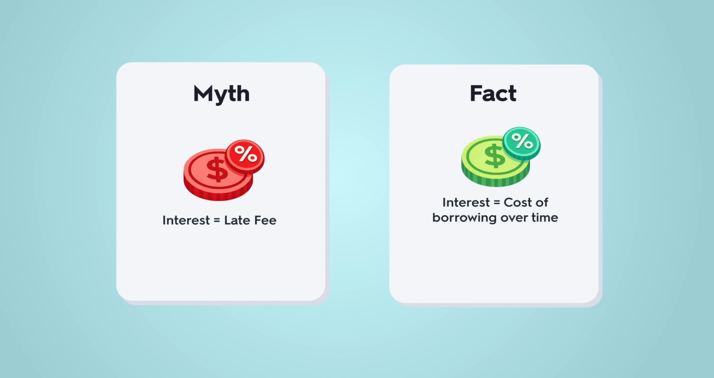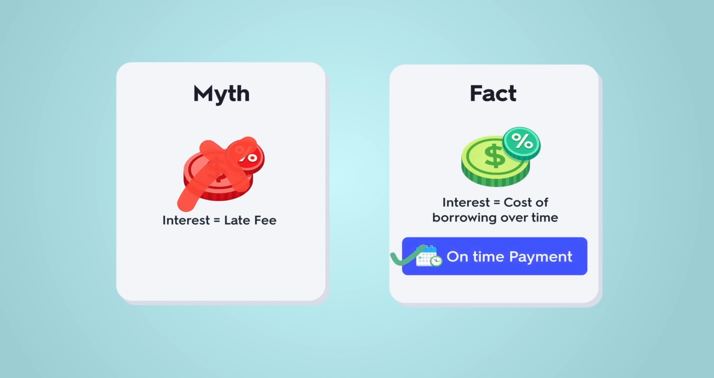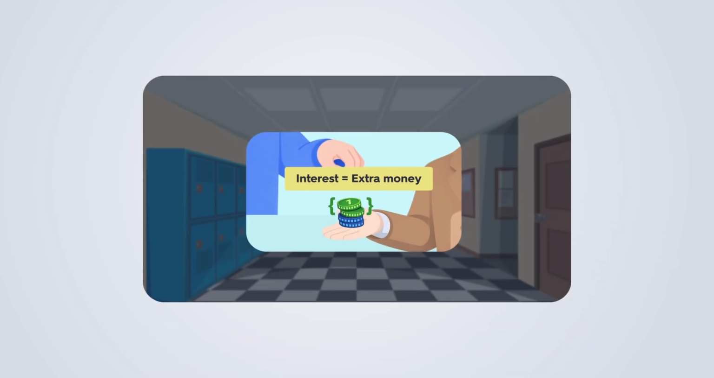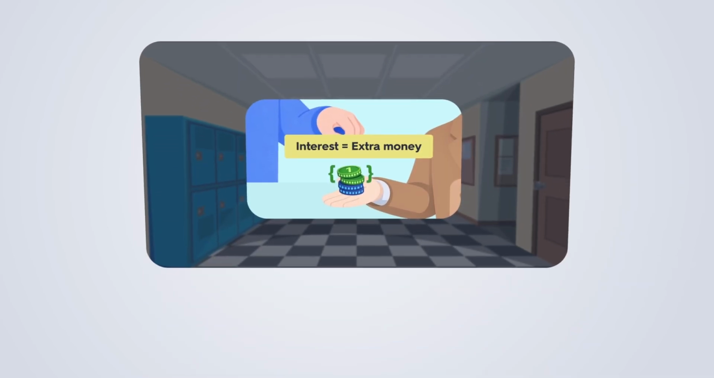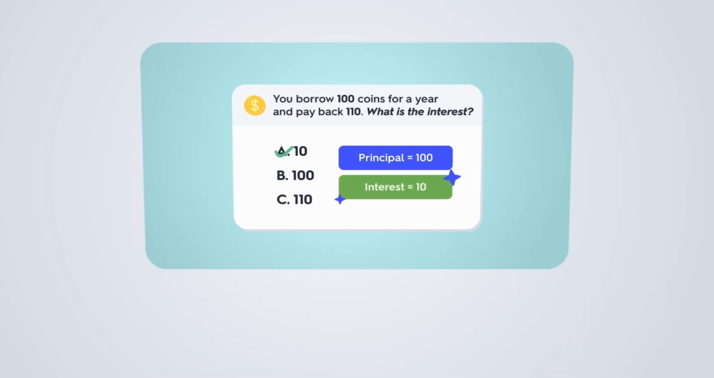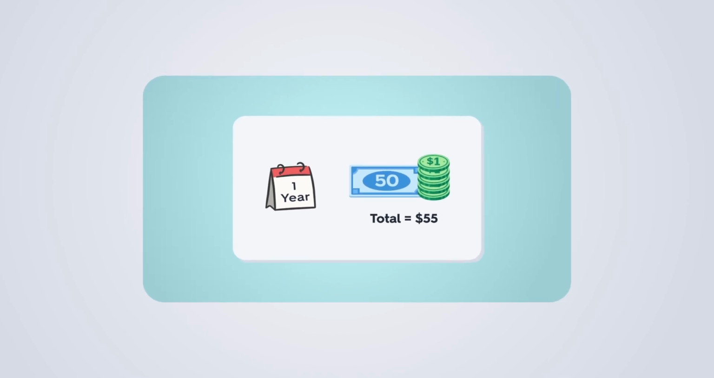Before we move on, here's a common confusion. Interest isn't a punishment for being late. It's the agreed extra cost for using money over time, even if you pay on time. So far, you know 3 parts. The principal is what you borrow, interest is the extra, and total payback is what you return altogether.